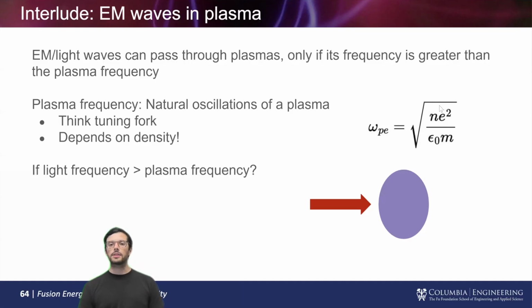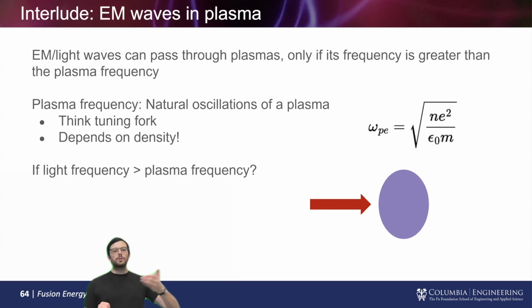And it's dependent on a few things. e is just the charge of an electron, so that's a constant. Epsilon naught is a constant. And n is our density. So at higher density, we have a higher plasma frequency. And m is, in this case, the mass of an electron, so a constant. So this is dependent on our density, and that means we have a higher plasma frequency for a higher density.